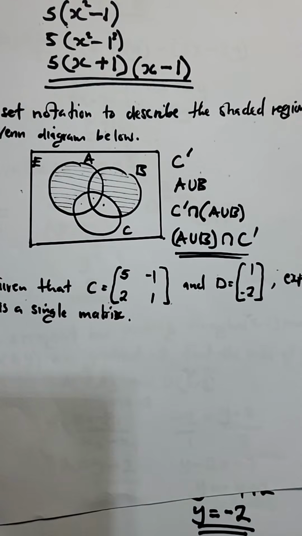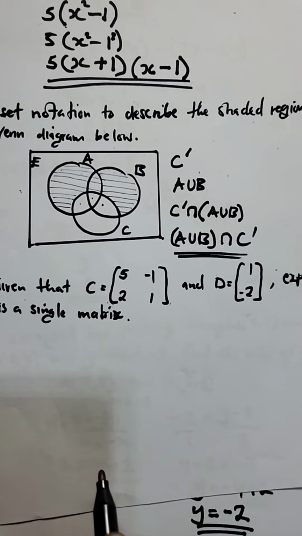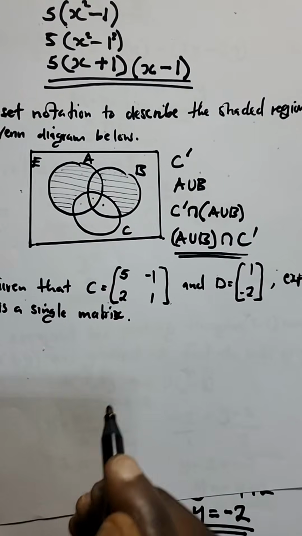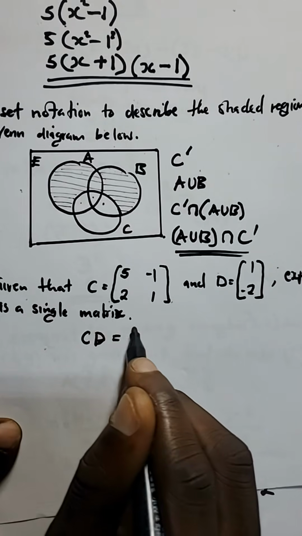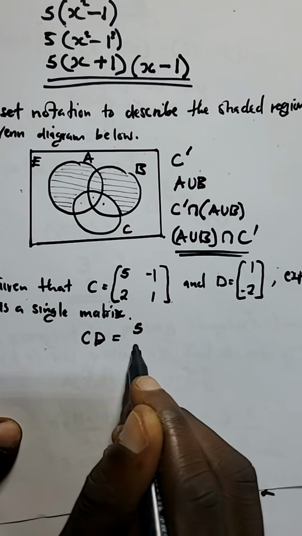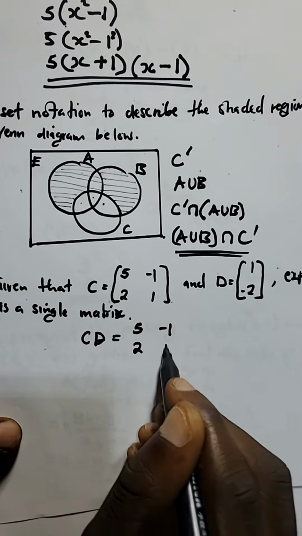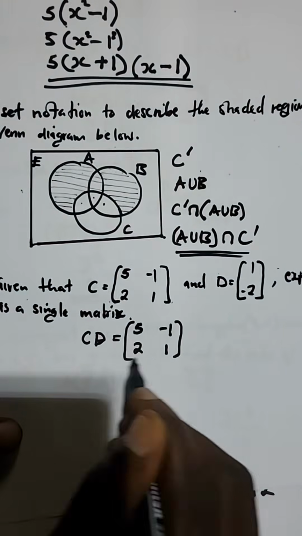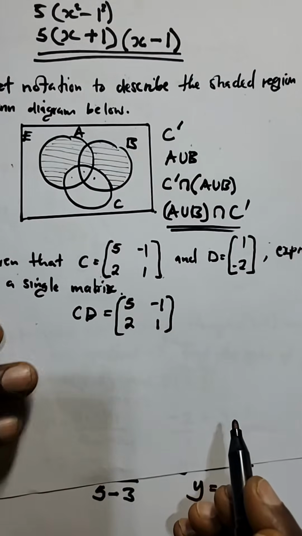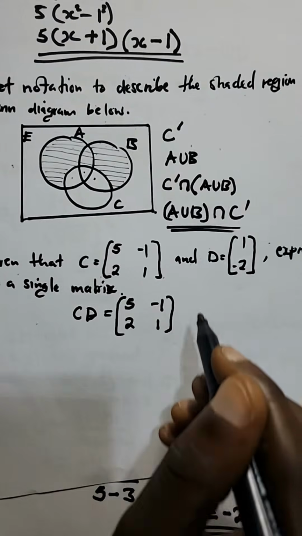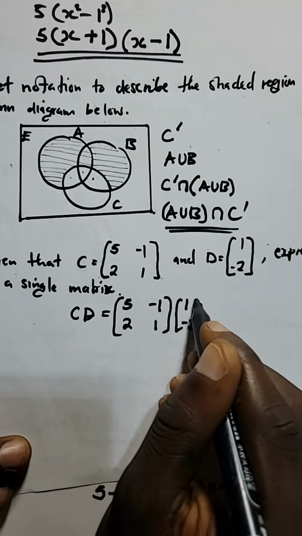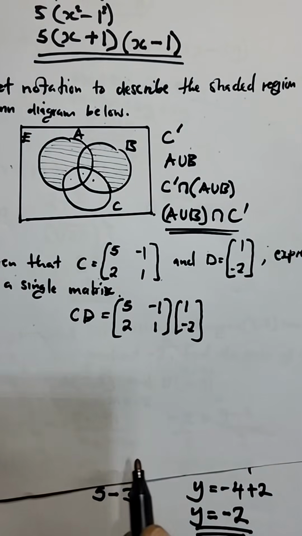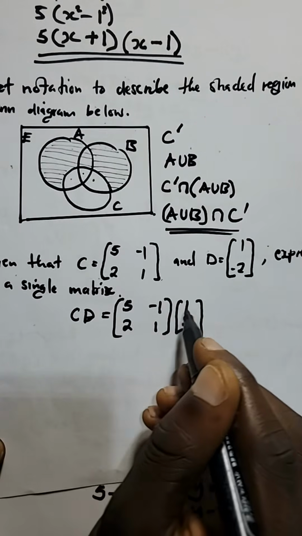Now, look at this, my good friends. When it comes to multiplying matrices, you also multiply row by what? Column. So, we are asked to calculate CD. So, matrix C is 5, 2, -1, +1, like this. So, we are going to multiply this by D, which is what? 1, -2. So since it is row by column, we are going to multiply this row by this column.